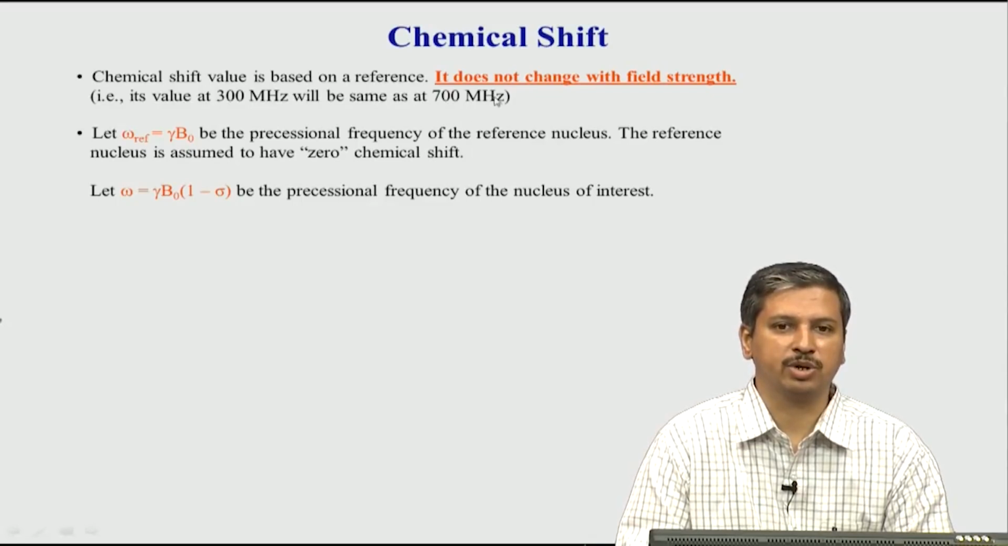the chemical shifts are calibrated, the chemical shift values, and therefore, this is a very important point, that chemical shift does not change with the field strength, meaning this does not change with spectrometer. So, now let us see how it is calculated.